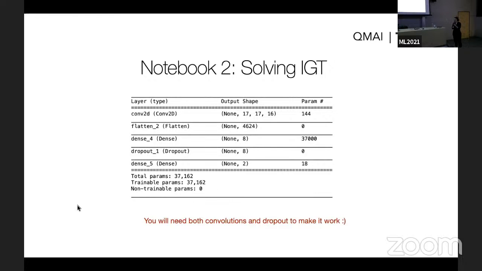So now you are going to solve this Ising gauge theory. And now I told you about the convolutional network and dropout layers, and those are the ones that you are going to make it work. I am putting here an example with like 2 dense layers, but again, you can experiment. These architectures are typically very flexible.